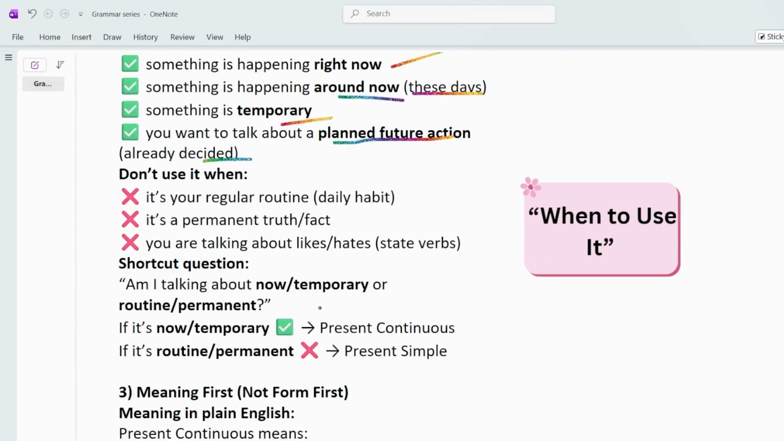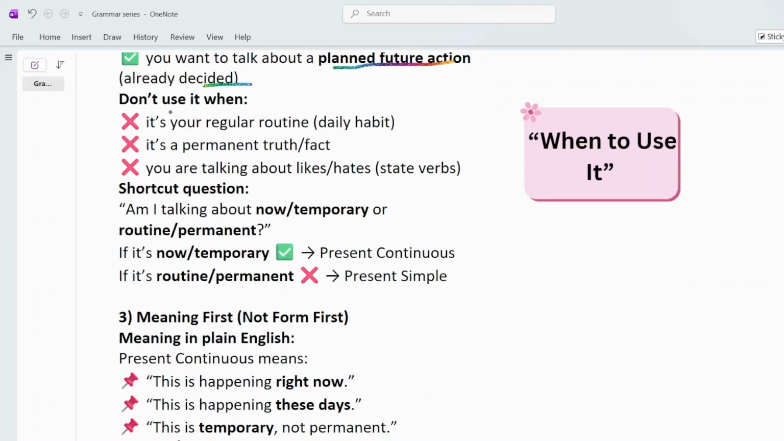Now, when should you not use it? That is actually a bigger question. For routine things, you should not use present continuous for regular routines like daily habits. Or a permanent situation or a fact, you should not use present continuous. Or for state verbs, in the sense of likes and hates and things like that. So in these kinds of situations also, you shouldn't use the present continuous tense as your communication tool. Great.